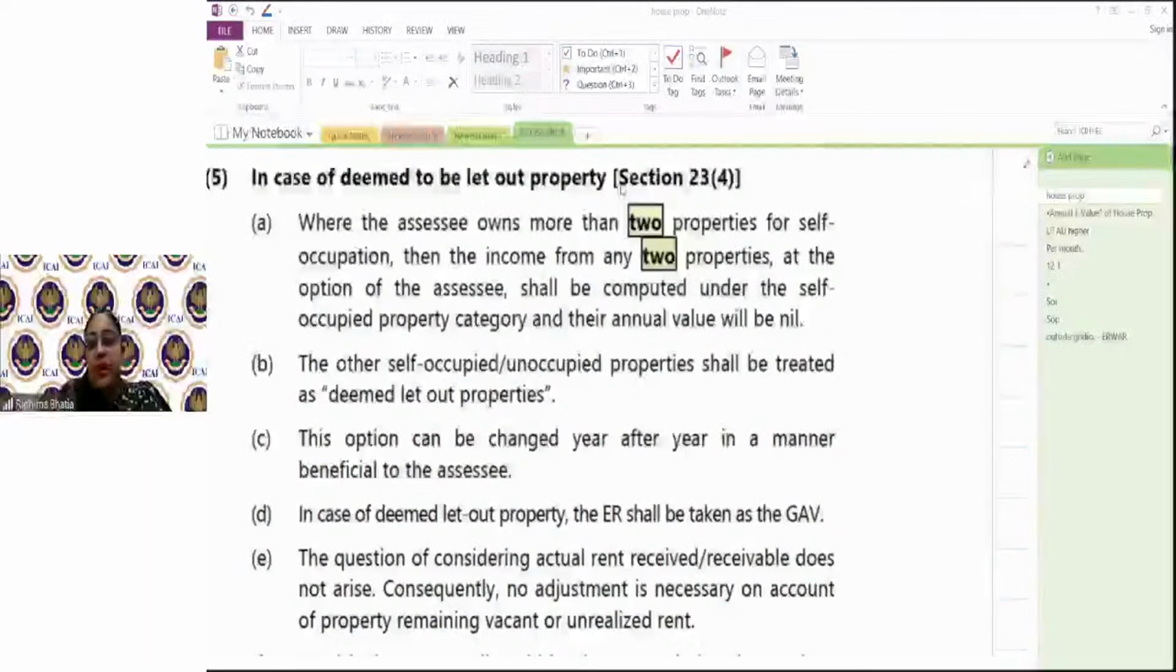Today we will be starting with understanding the provisions of deemed let out property. But before that, if you have any queries, I would be very happy to take them.